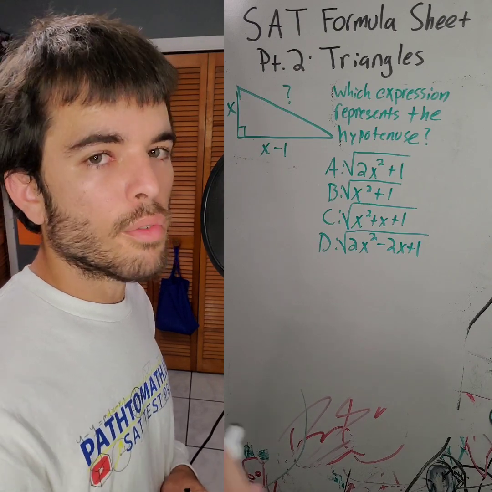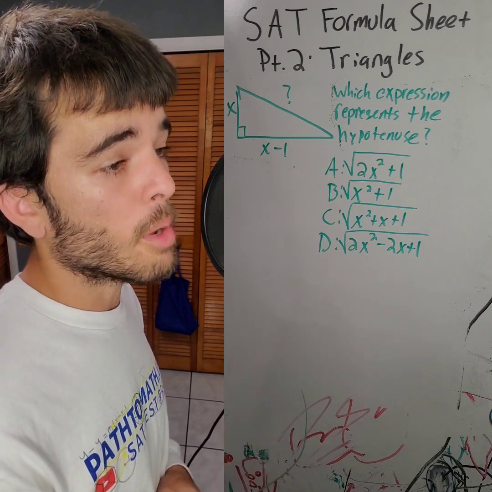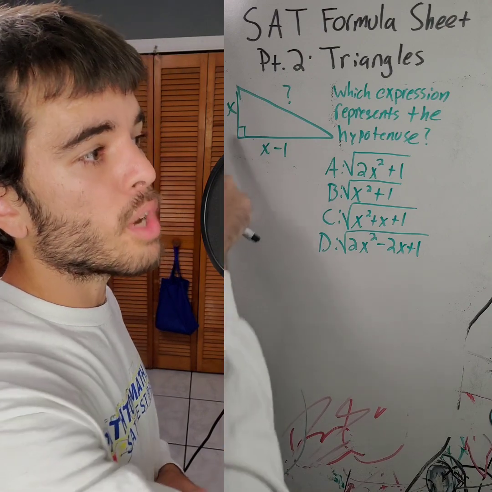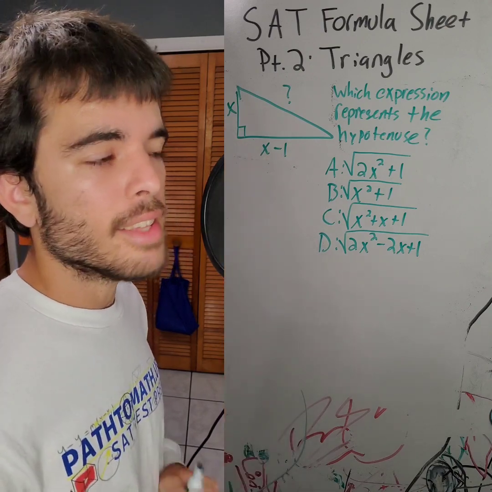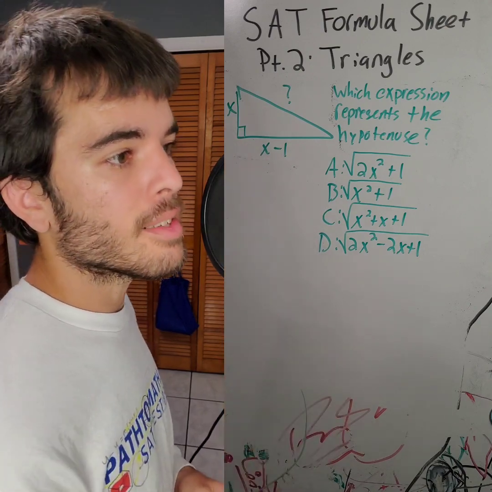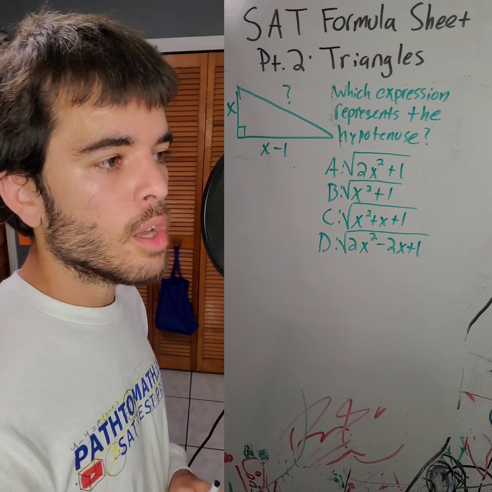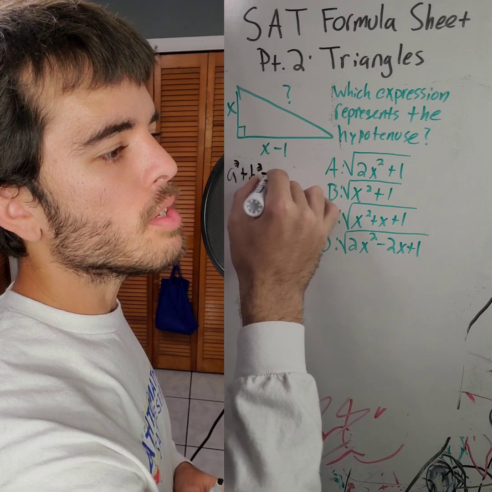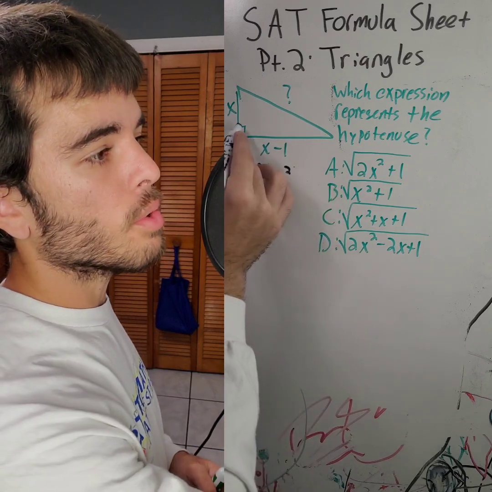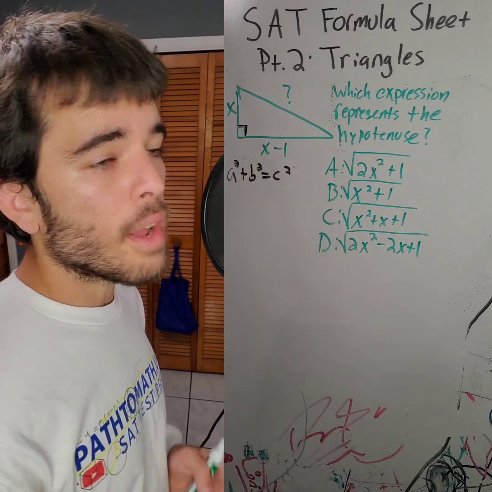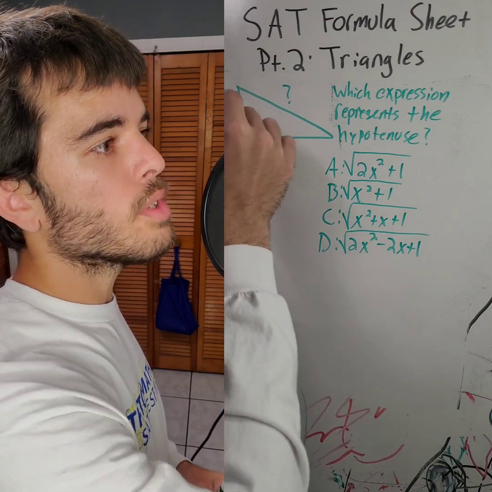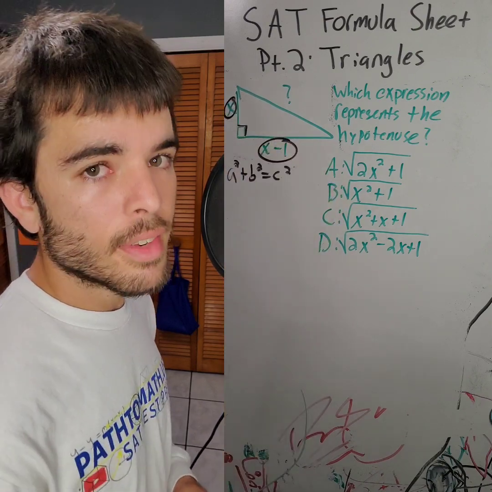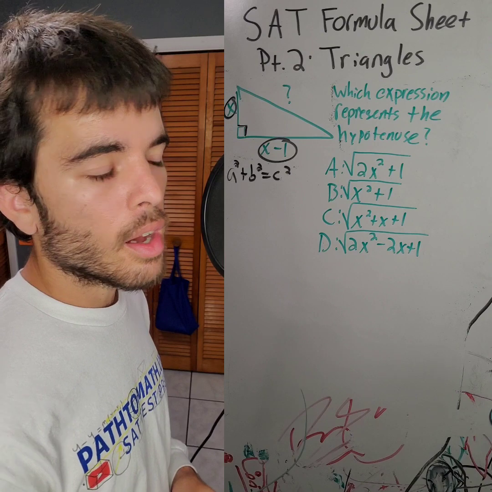This is a more difficult version of a hypotenuse problem that will pop up on the SAT. We have expressions representing the two sides instead of numbers, but they still expect us to find out what the hypotenuse is. So stay true to what you know. We know a squared plus b squared equals c squared if we have a right triangle, and in this case we do. All we have to do is plug in those values, the x and the x minus 1, into the a and b. Let's see what happens.